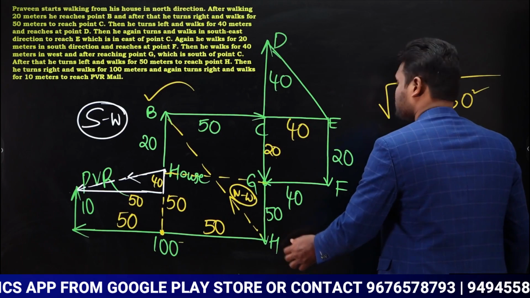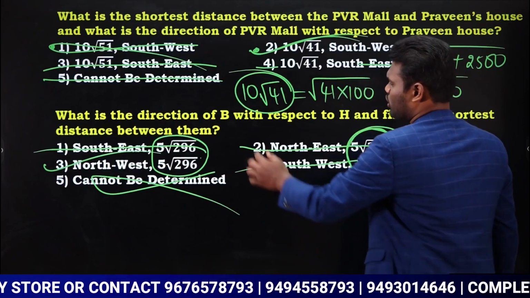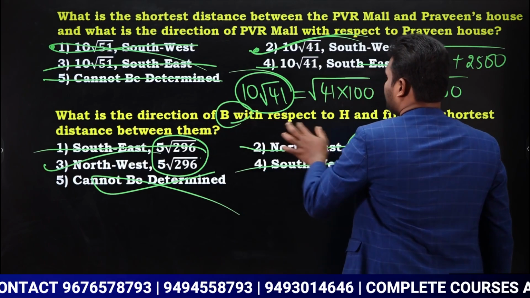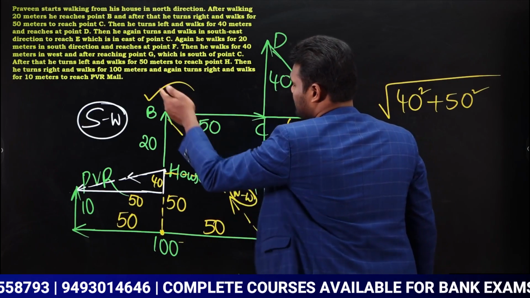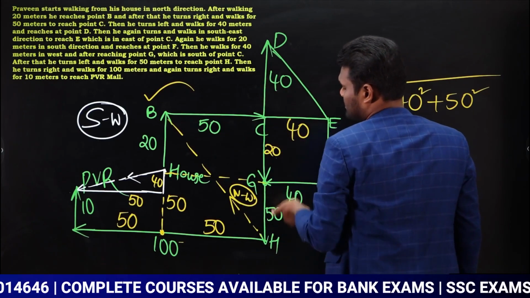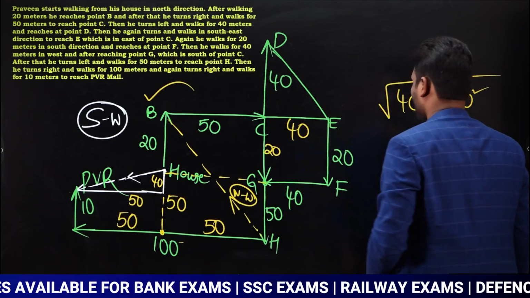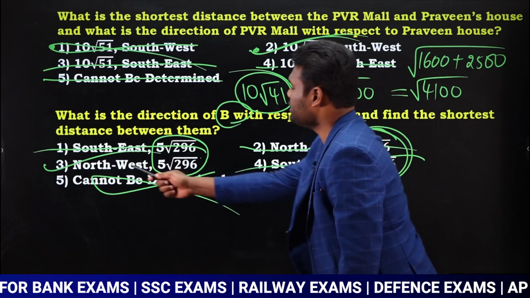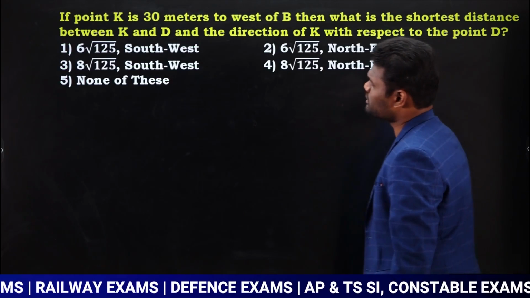Why? Because our question is to know point B is in which direction from point H. Yes or no? Point B direction with respect to point H. So when you look from point H, point B is in which direction? This is north. This is west, which means this direction is nothing but northwest direction. So northwest direction, option 3, is going to be the answer. Is that clear? Let us look at the next question.